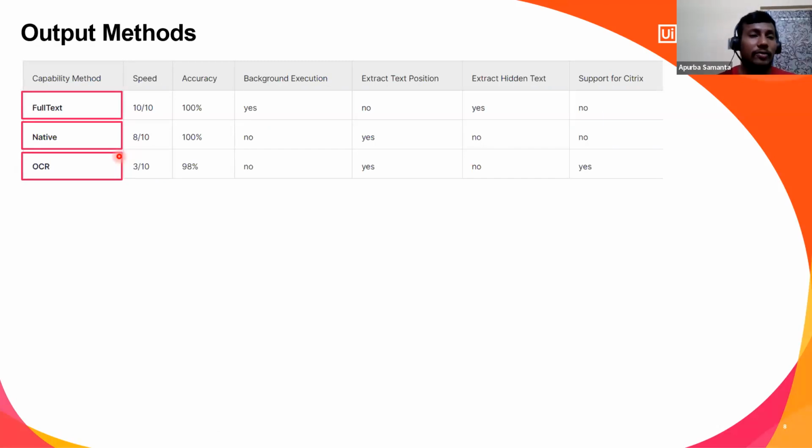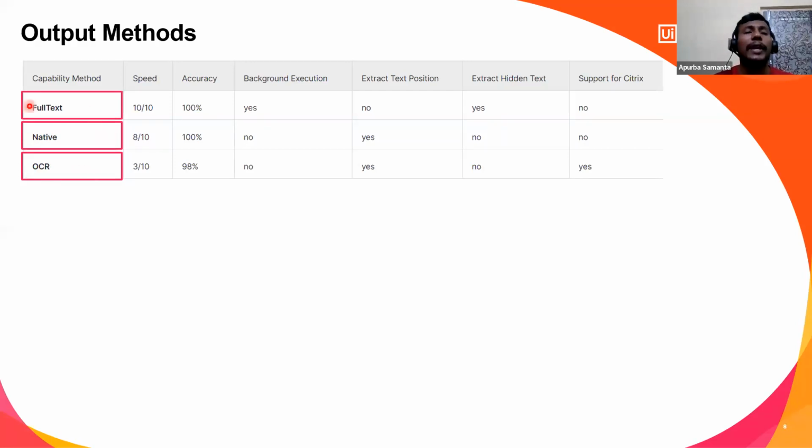Okay, so let us focus on the output methods. This is the last slide and we are 5 minutes late, so I am covering it. In output methods, there are 3 methods only, not like the previous input methods. There are no 4 methods, and here I haven't hidden anything. One is full text, second one is native, and the third one is OCR.